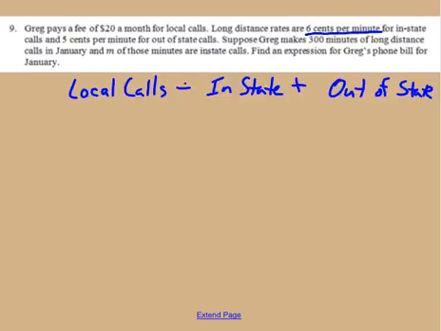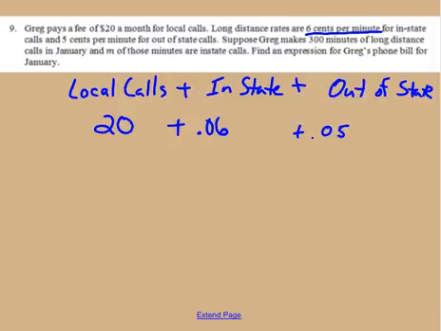Alright. We're going to add all those together. So here's what it says. Greg pays a fee of $20 a month for local calls. Long distance rates are 6 cents per minute, so 0.06 per minute, and 5 cents a minute for out of state. Suppose Greg makes 300 minutes of long distance calls in January.